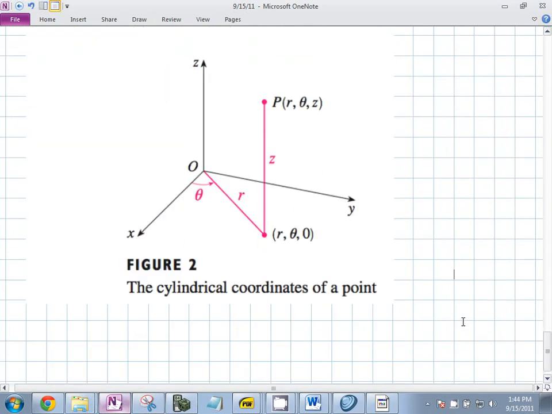So instead of having the x, the y, and the z coordinate, shut your laptop, please. You will have theta being defined as the angle from the x-axis, r being the distance from the origin to the shadow directly below the point, or above it, depending if it's above or below the xy plane, and then z being the height.